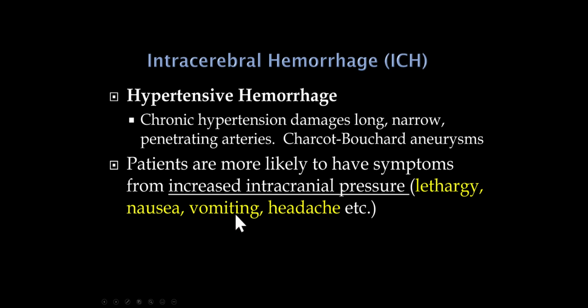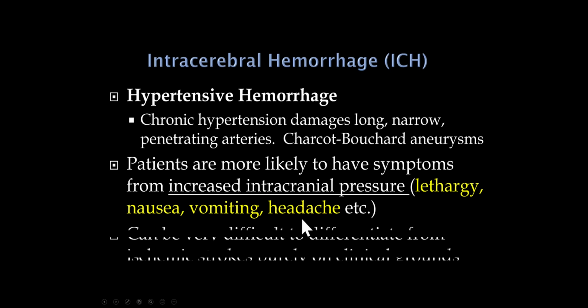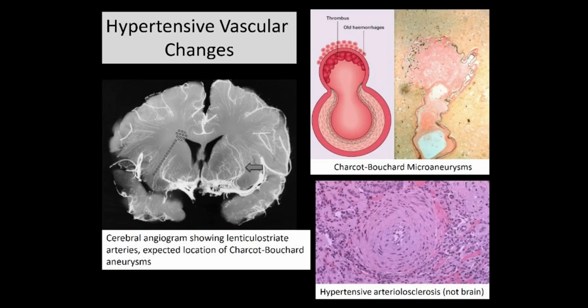Frequently nausea and vomiting from increased intracranial pressure, and these patients will have a headache, unlike most of our patients with ischemic strokes. Okay, but it can be difficult. It's not always easy. So again, here are the lenticulostriate blood vessels, and so what we get here are these little microaneurysms, Charcot-Bouchard aneurysms, which can then rupture and bleed.